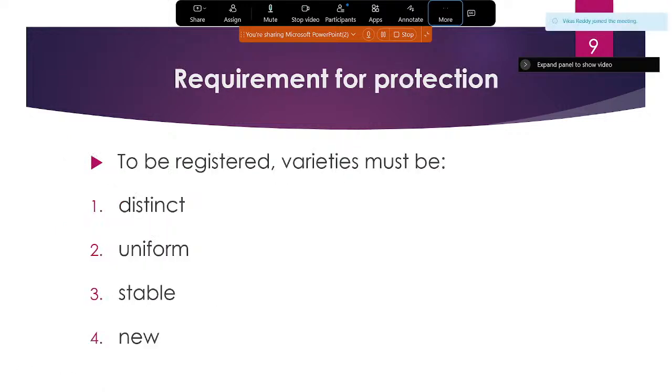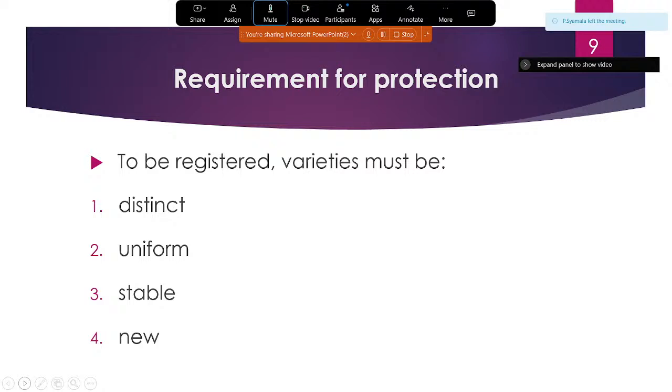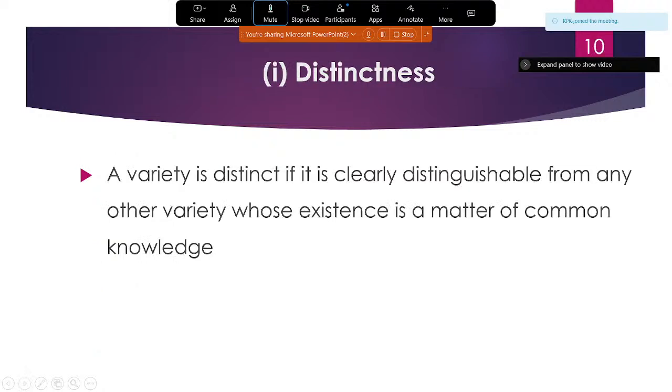Okay, so as I told you, these are the requirements for protection. Okay, so these are the four criteria I told: new, distinct, uniform, and stable. So this might come in your exam. You have exam, right? Next Thursday. So now we will define these terms.